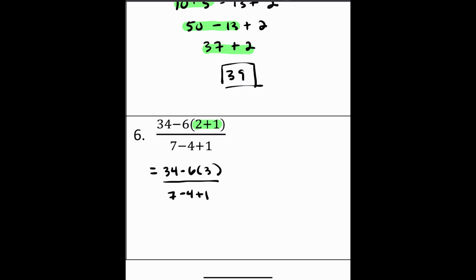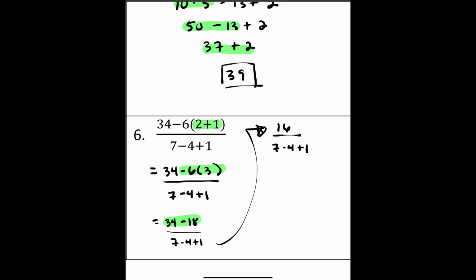And then we can see that we have multiplication next, right? So I'm not going to say 6 times 3. I'm going to say negative 6 times 3. It's the same thing. So I have 34, and then what's negative 6 times 3? Negative 6 times 3 is negative 18. So you can say 34 minus 18 all over 7 minus 4 plus 1. And then we can perform our final step up top, 34 minus 18. That is 16 all over 7 minus 4 plus 1.